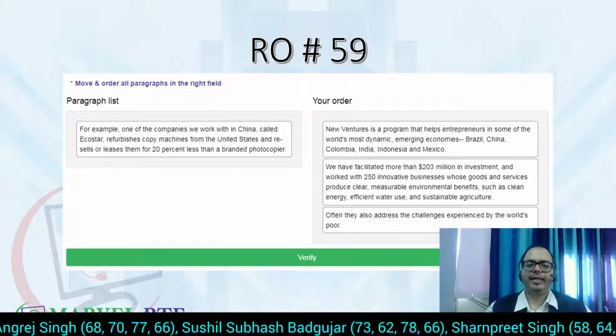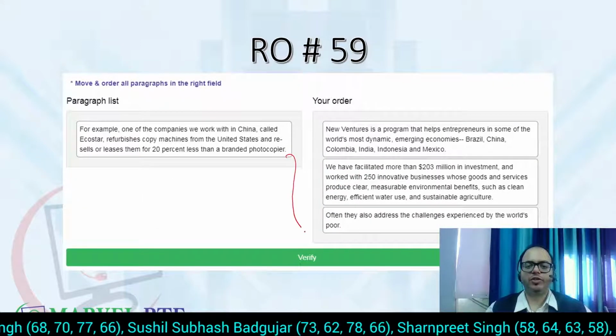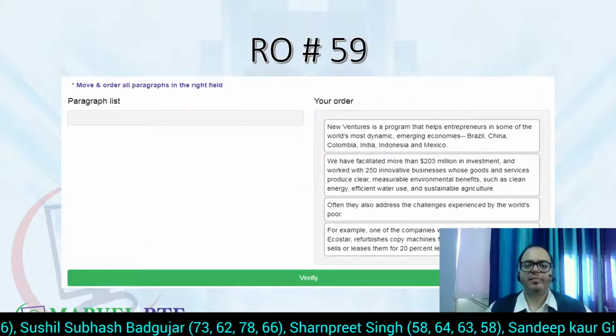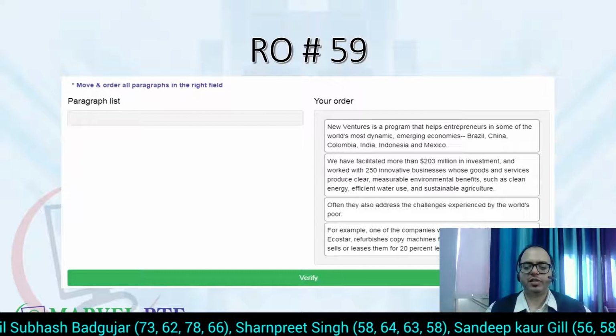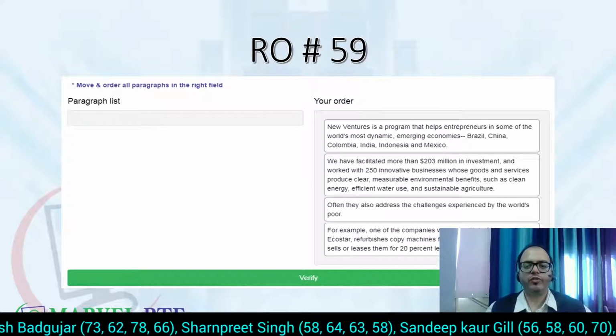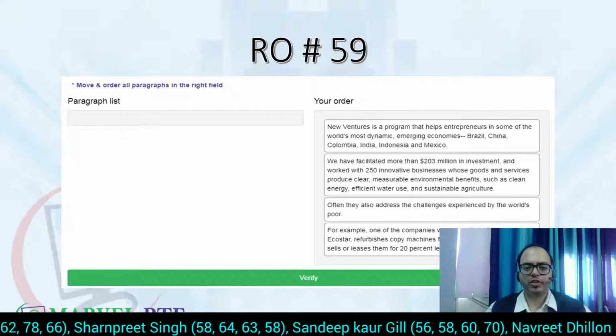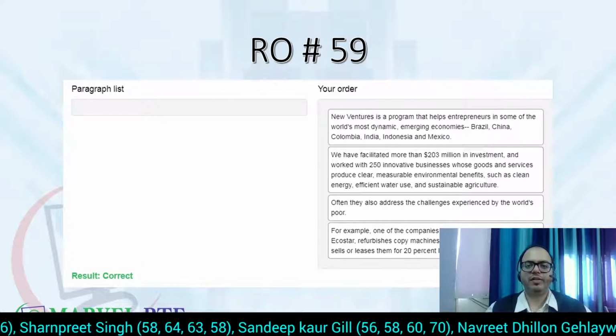Now only one line remains and this is going to be in the end. So you see how simple things can be if you know the right strategies, the right methods for solving your reorder paragraphs. Let's see if all the options are correct or not. Yes, the pairing is correct.